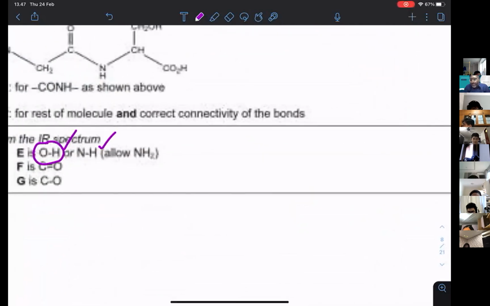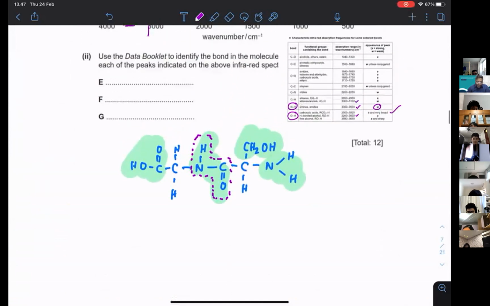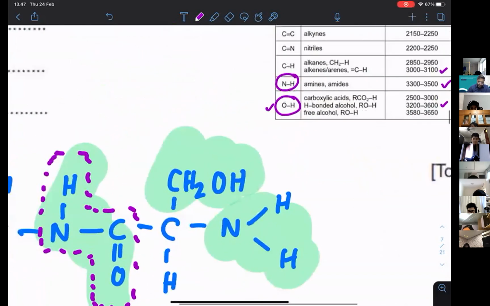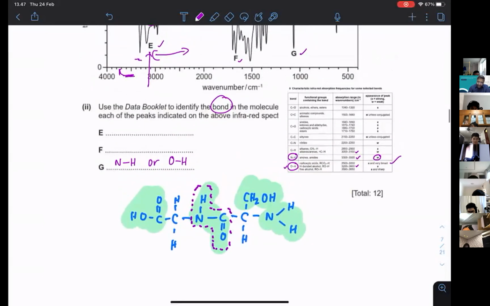So it can be carboxylic acid, it can be alcohol, because they're together. You just need to identify the bond. You can either identify the NH bond, or you identify the OH bond. No need to be specific. That is for E. So I select here E.